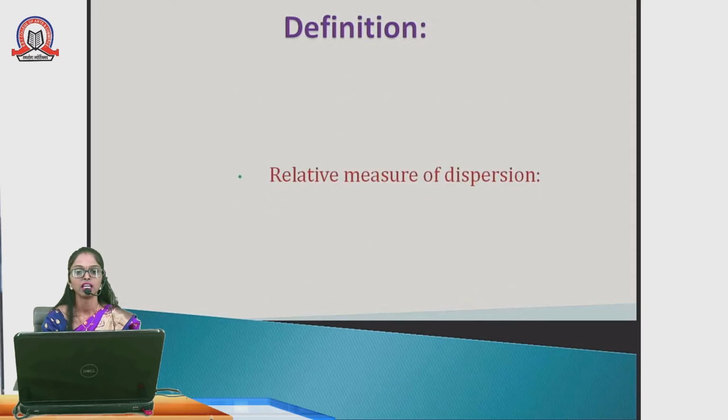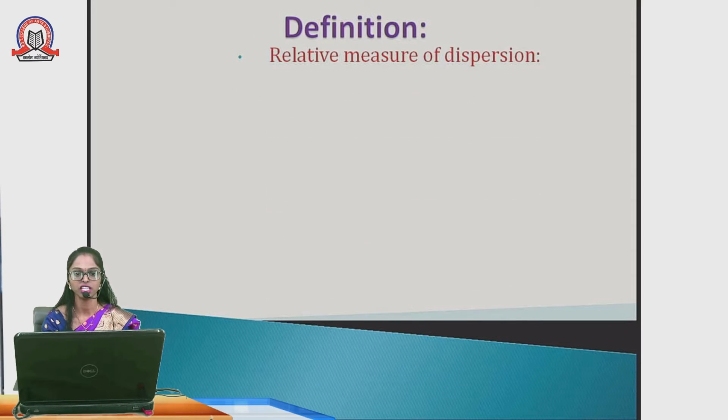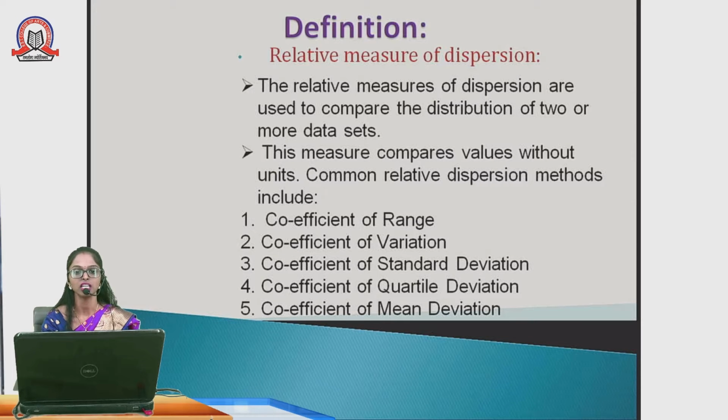Next we see relative measure of dispersion definition. Relative measures of dispersion are used to compare the distribution of two or more data sets. This measure compares the values without unit. Means in absolute measure we consider the unit, but in relative measure without unit we measure the relative dispersion. Common relative dispersion methods include coefficient of range, coefficient of variation, coefficient of standard deviation, coefficient of quartile deviation, and last one is coefficient of mean deviation.